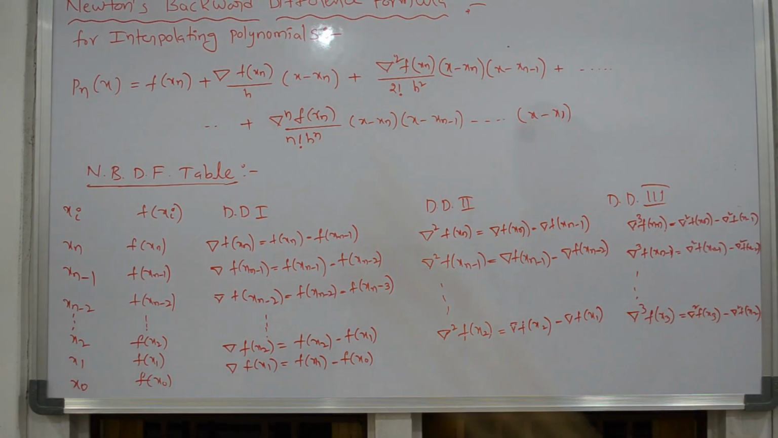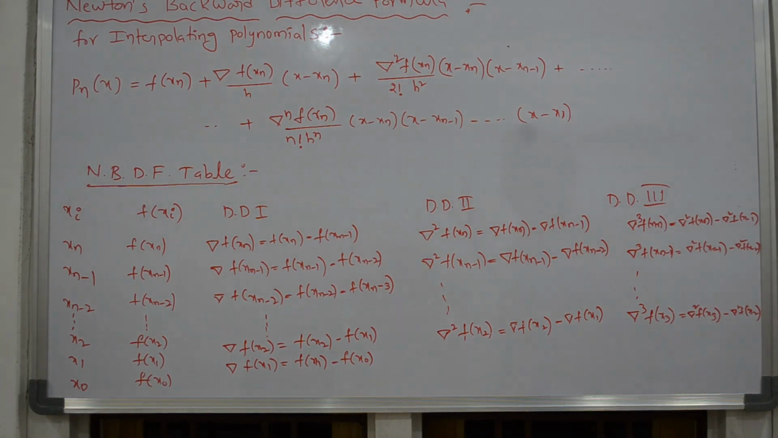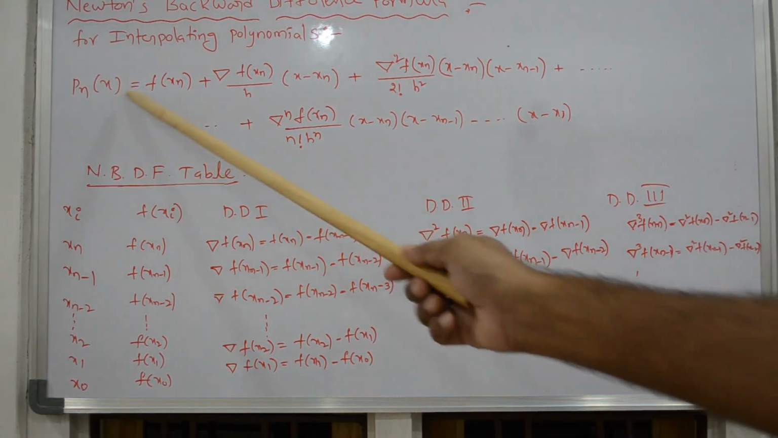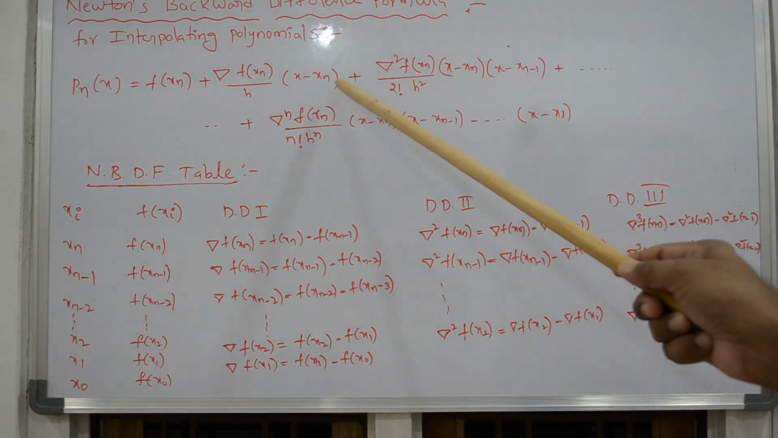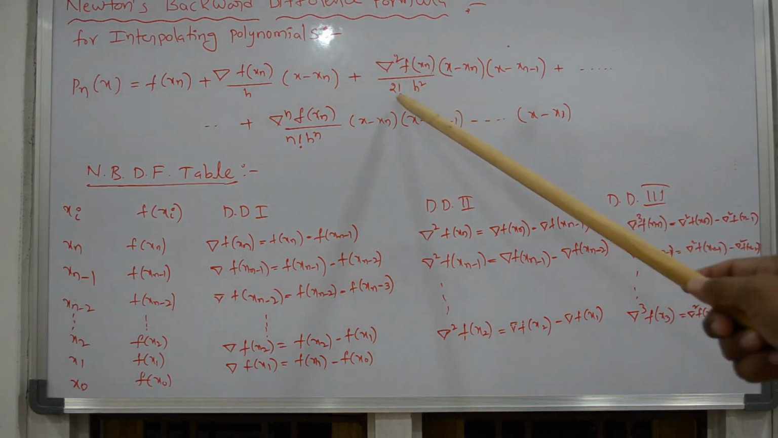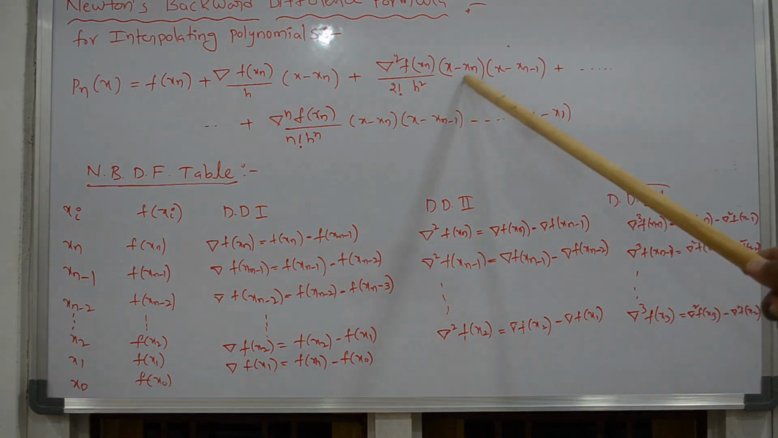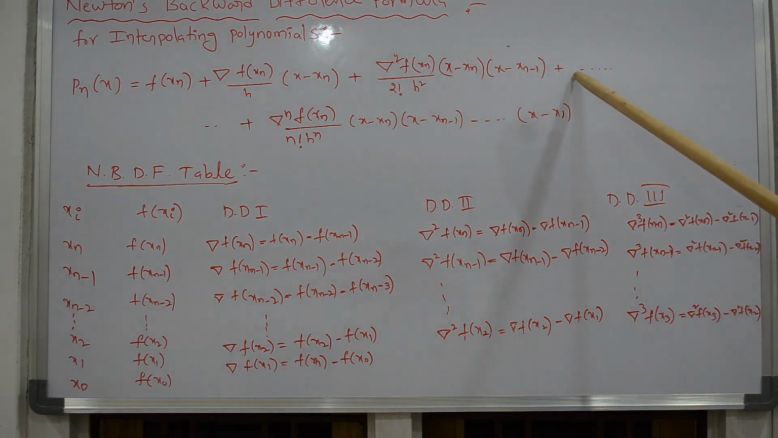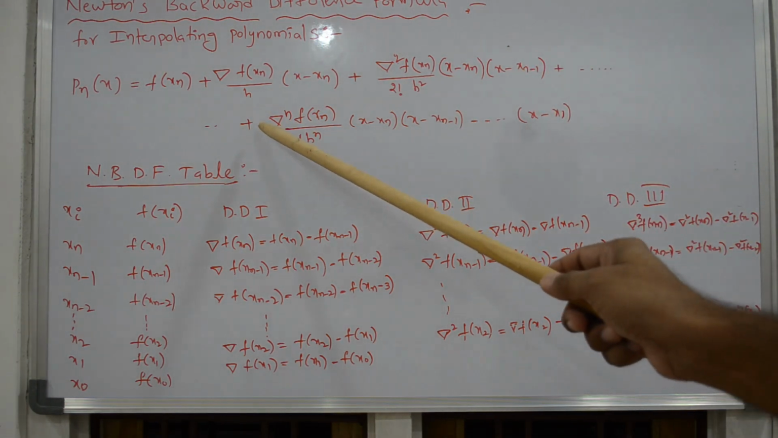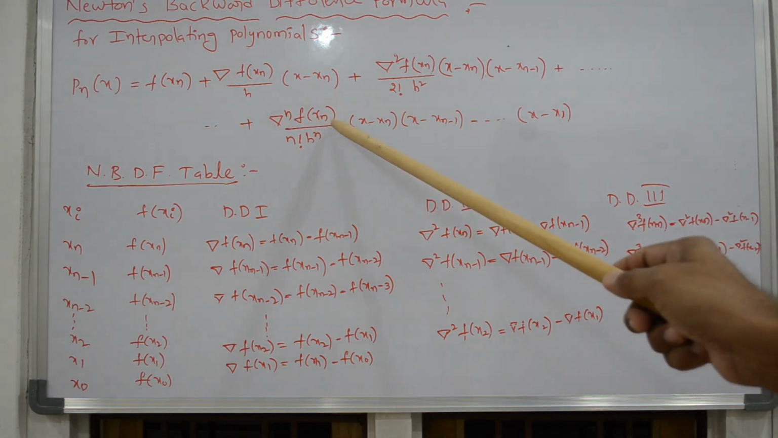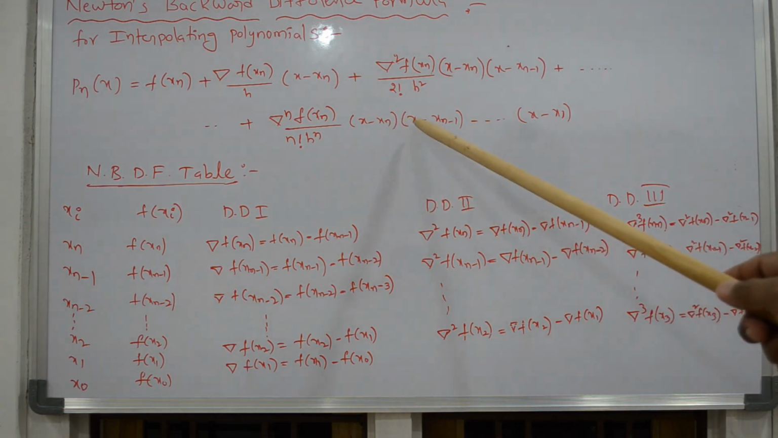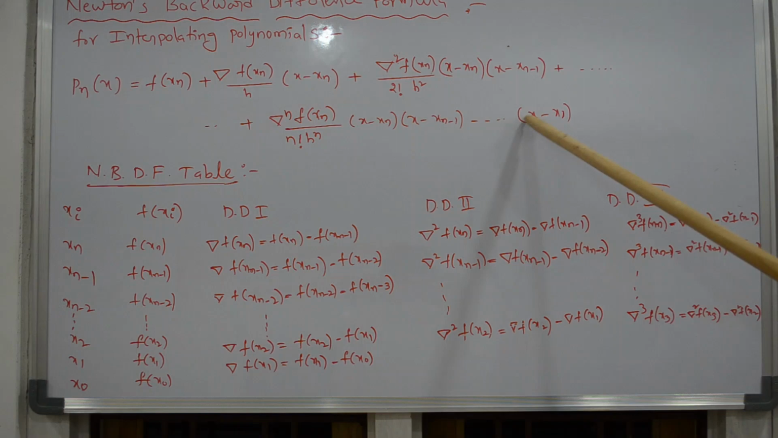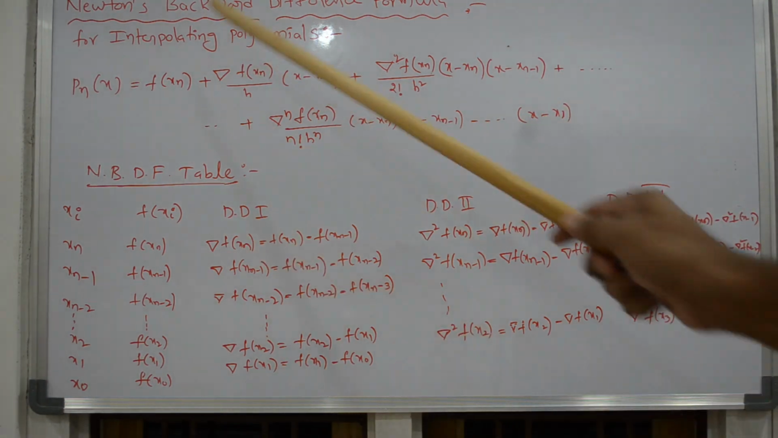Newton's backward difference formula for interpolating polynomials. The formula is Pn of x equals f of xn plus delta f of xn by h into (x minus xn) plus delta square f of xn by 2 factorial h square into (x minus xn) (x minus xn minus 1) and so on, the last term being delta to the power of n of f of xn by n factorial h to the power of n into (x minus xn)(x minus xn minus 1) and so on up to (x minus x1). This is the Newton backward difference formula.